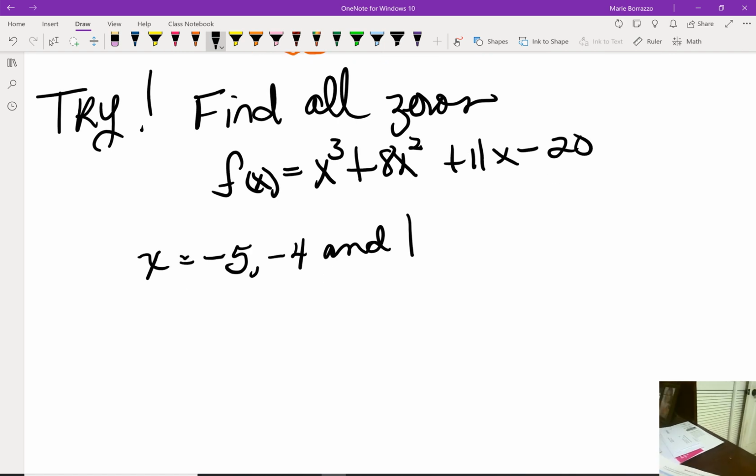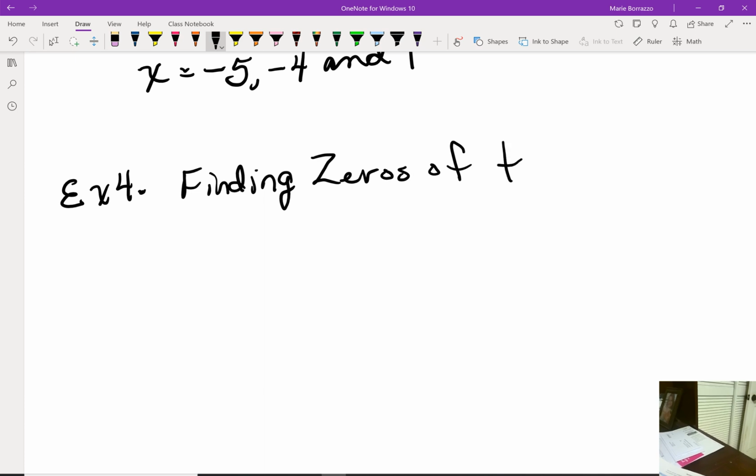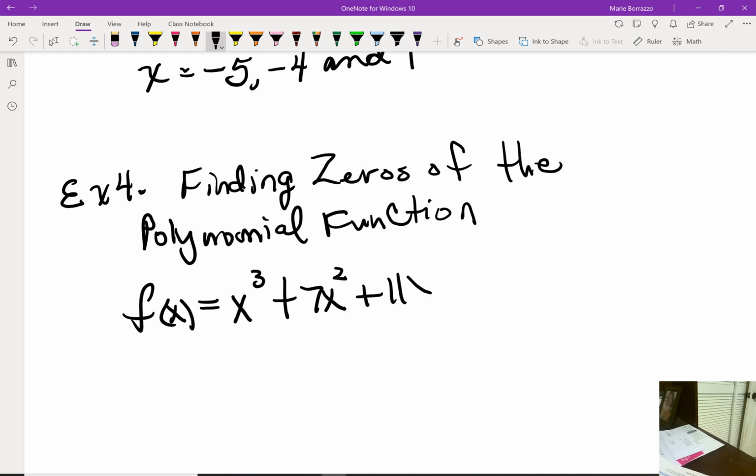The only difference in example 4 is that we have to use the quadratic. So we're still finding zeros of the polynomial function in our polynomial function, where we have f of x is equal to x cubed plus 7x squared plus 11x minus 3. Now again, the difference in this one is simply the process.